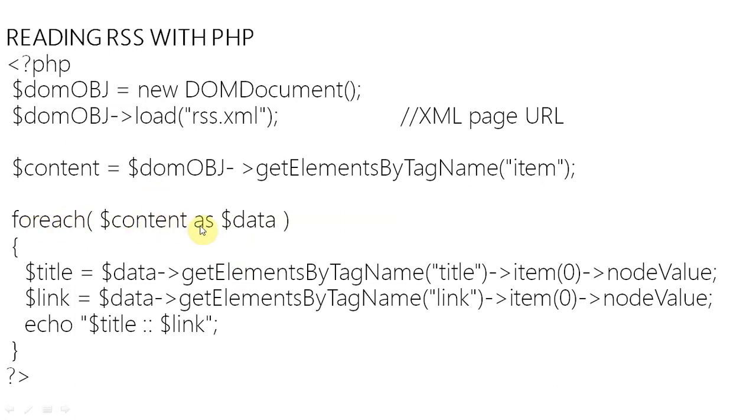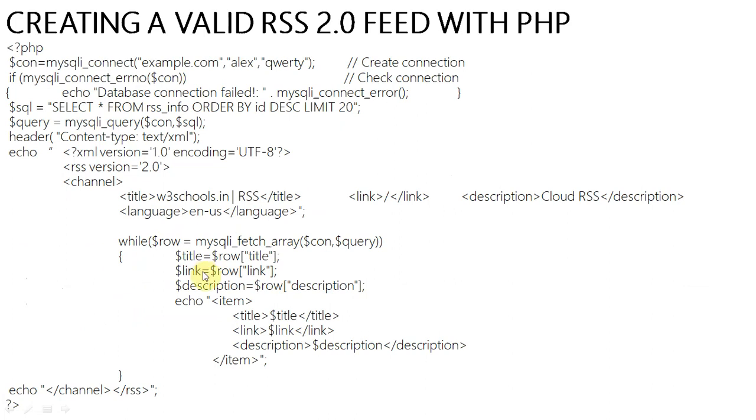For each content as data, the first item will be transferred to the data. Then in the next loop it will transfer the second item record into data, then third, then fourth. This way this for loop will also execute 20 times, as we have 20 records. In this while loop we are fetching 20 records, we have mentioned here limit 20. So the while loop will execute 20 times and 20 items will be generated.